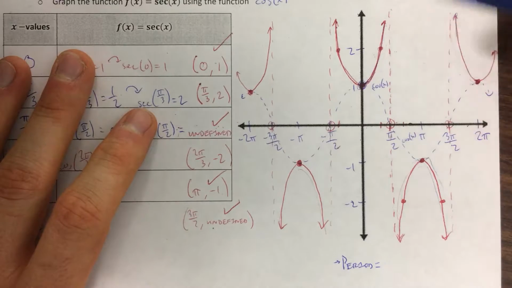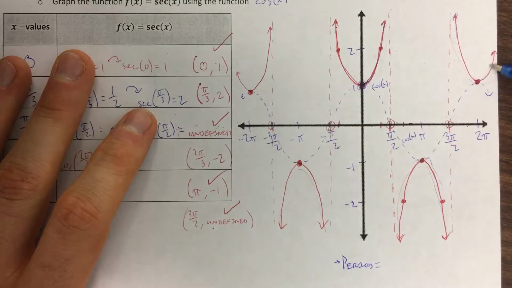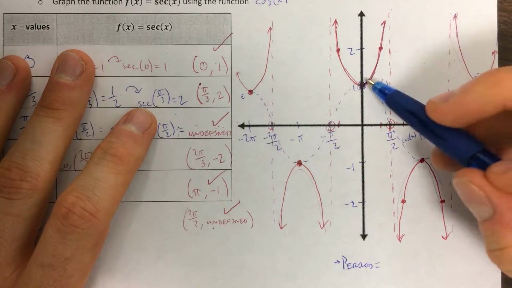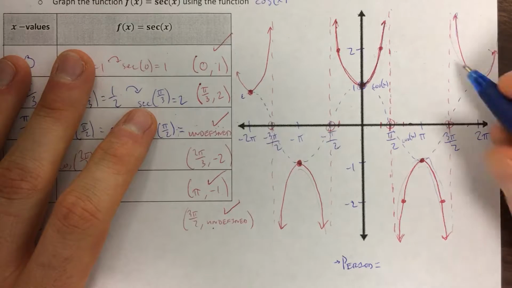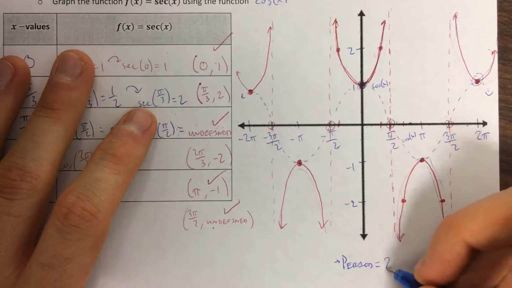Now the question is, does it repeat the action? Does it go up again, like in this shape? And it does. So because it's at 1 here, and it does the same shape, our period occurs at this point, and so our period here is still 2 pi.